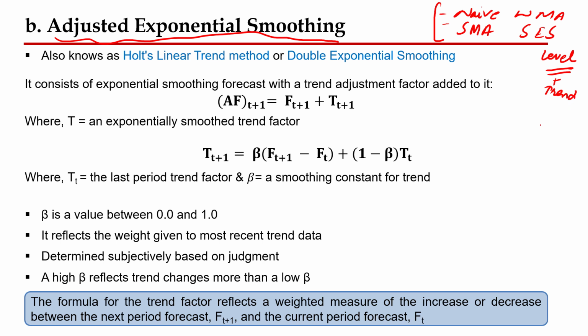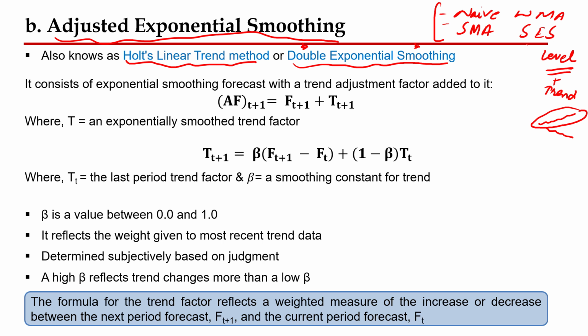The trend could be a linear increasing trend or a linear decreasing trend. Remember that the trend we are talking about should be linear. If we have a linear increasing or linear decreasing trend, then we can apply the adjusted exponential smoothing method, which is also known as Holt's linear trend method, or you can call it the double exponential smoothing method. So why do we call it double exponential smoothing?